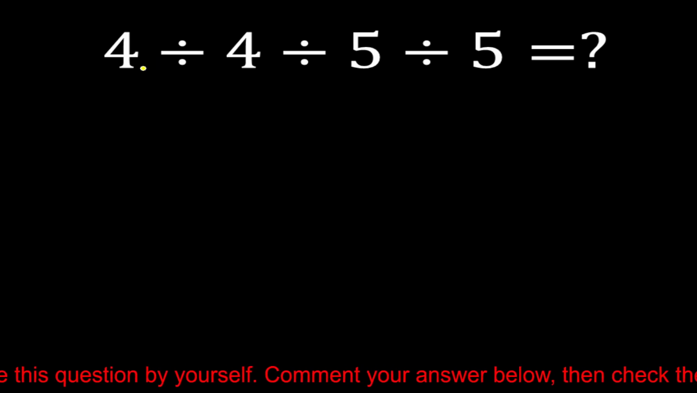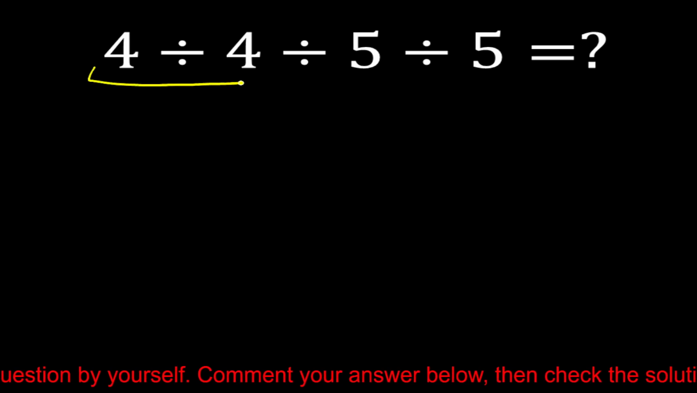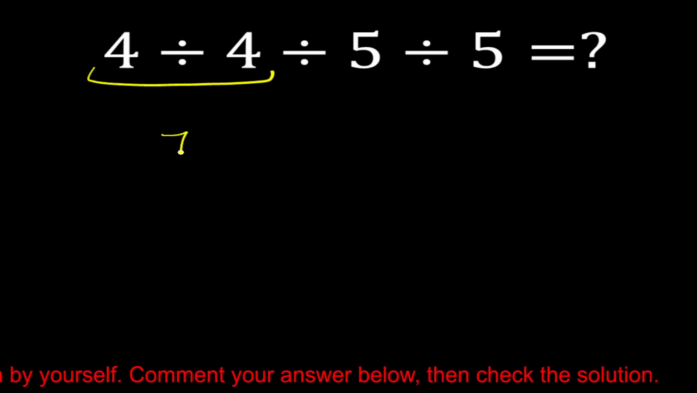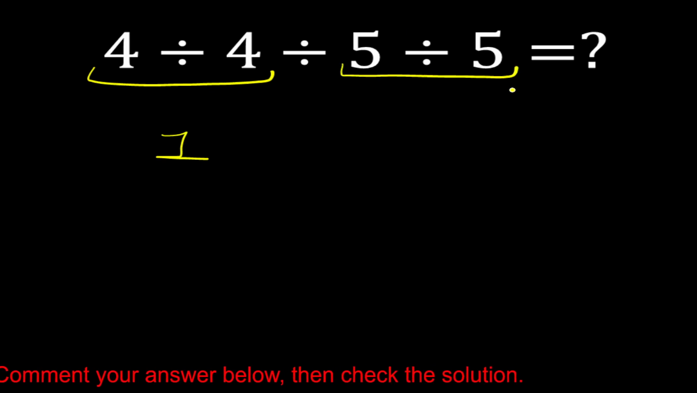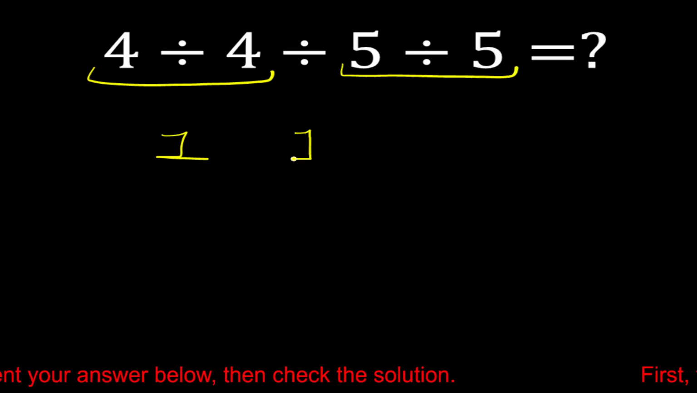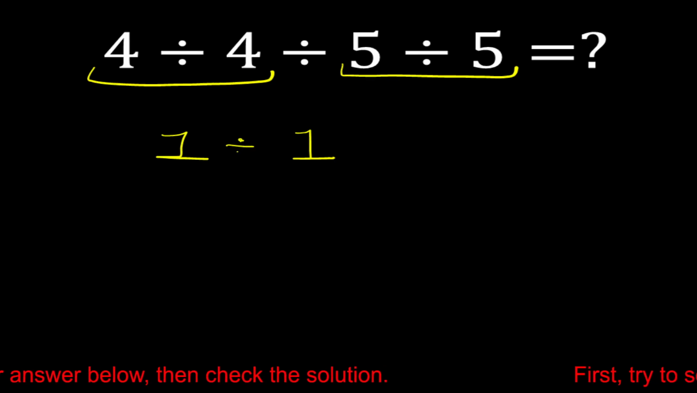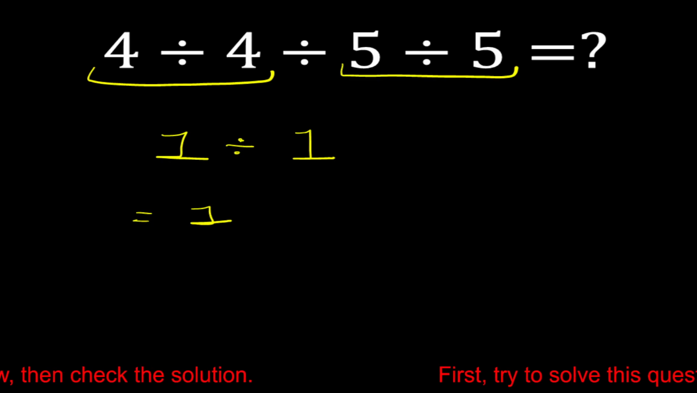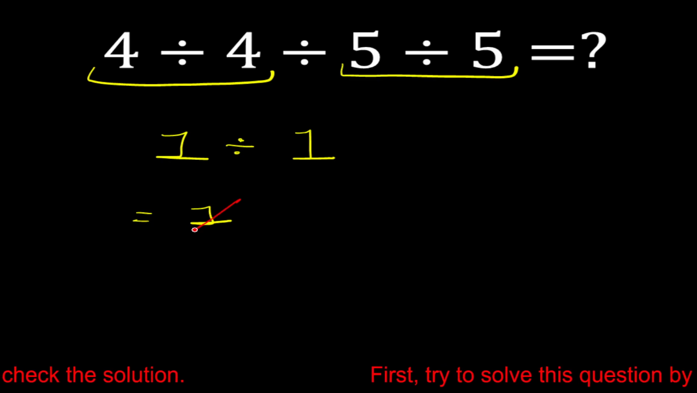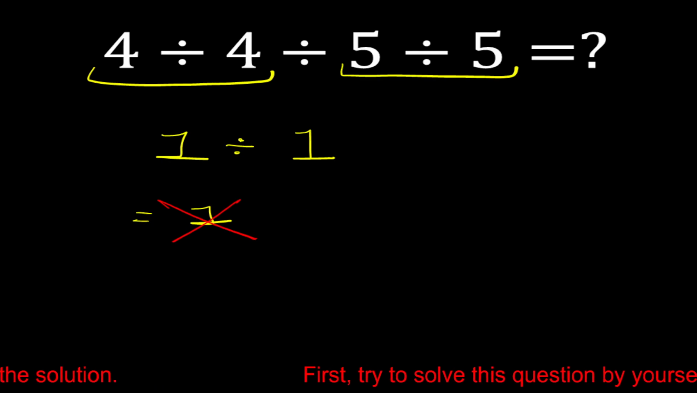So most people solve this question like 4 divided by 4 is equal to 1. Okay. Now 5 divided by 5 is equal to 1. Now 1 divided by 1 is equal to also 1. But this answer is not correct. This answer is completely wrong. Okay.